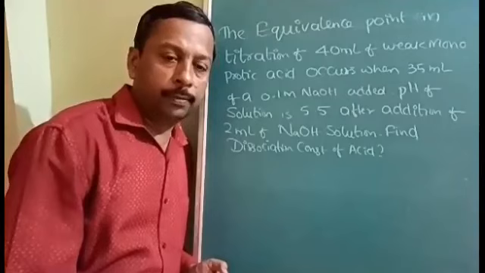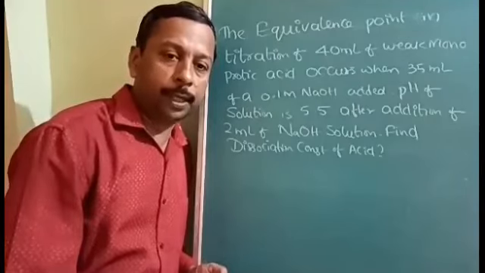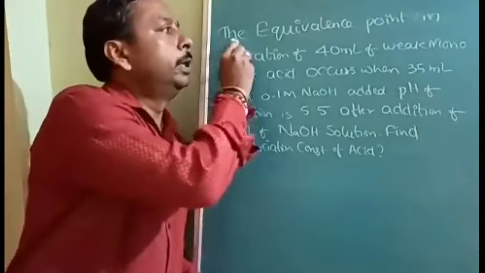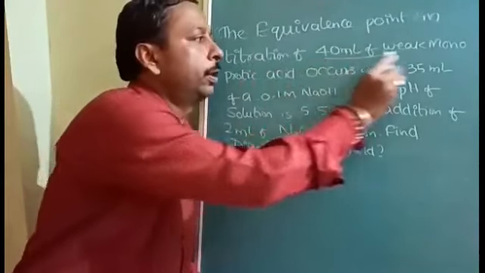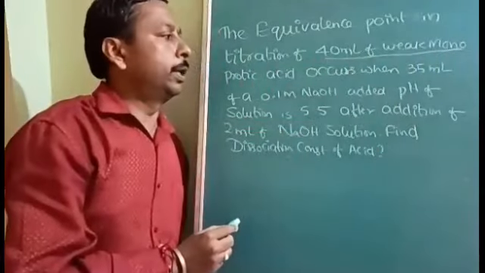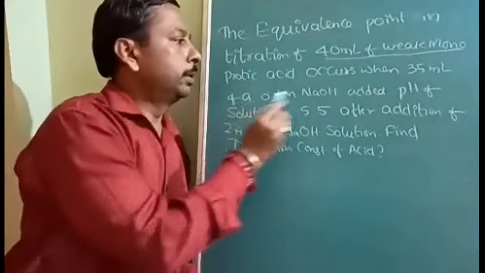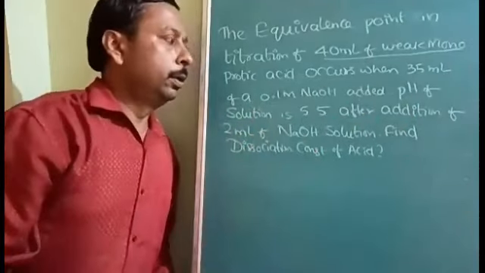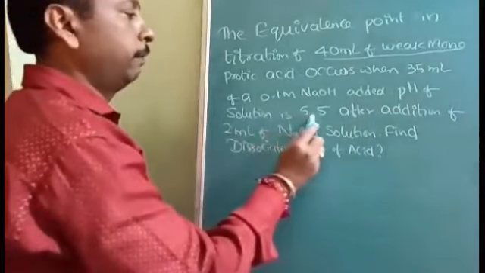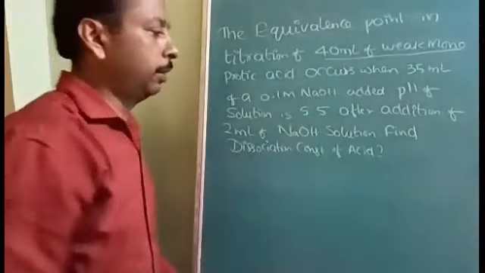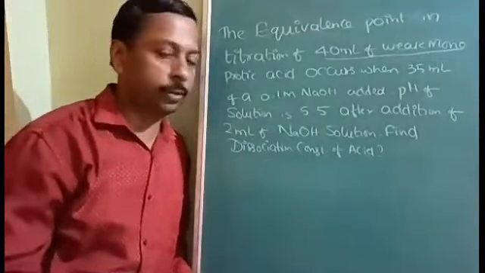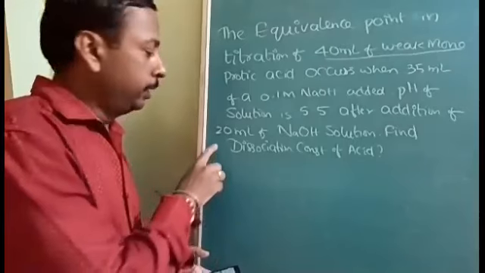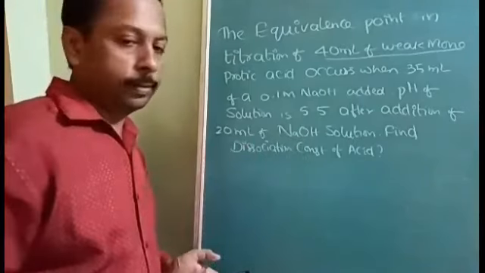The previous one was a strong base and weak acid, in the previous question. Now another question: the equivalence point in a titration of 40 ml of a weak monoprotic acid occurs when 35 ml of 0.1 molarity NaOH is added. Then the pH of the solution is 5.5 after addition of 20 ml of NaOH. Find the dissociation constant of the acid. You write this as 20 ml of NaOH.